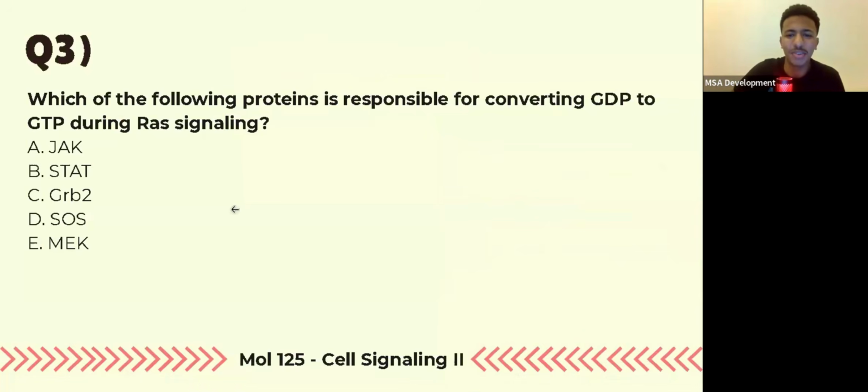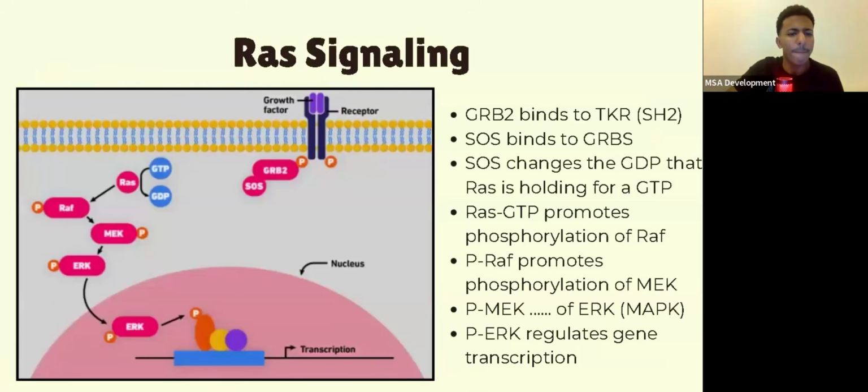Which of the following proteins is responsible for converting GDP to GTP during RAS signaling? The answer is SOS. The remaining ones have different functions, so I don't need to go through them.